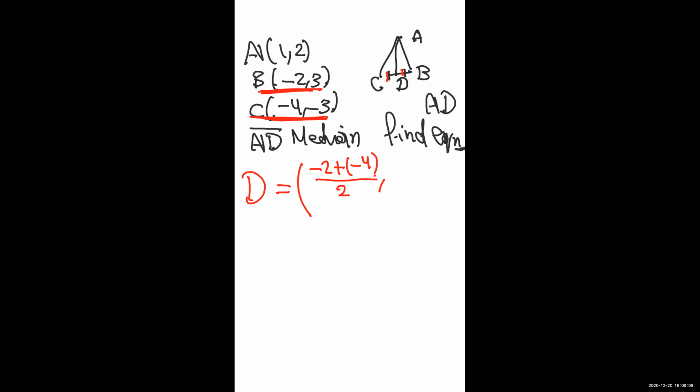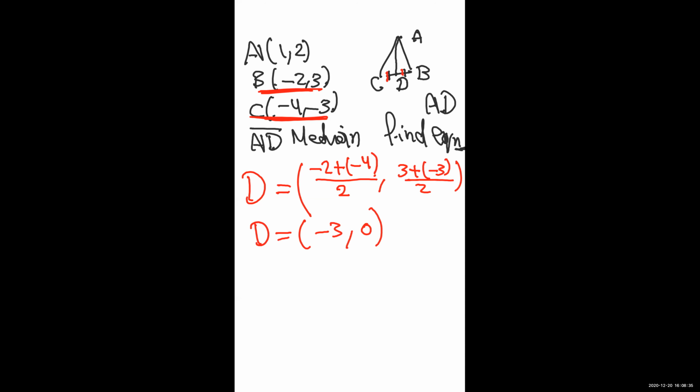And the second point: 3 plus negative 3 over 2. So D will equal negative 2 plus negative 4, which is negative 6 over 2, so negative 3. And 3 plus negative 3 means 0 over 2, which is 0. So now D is negative 3 and 0.